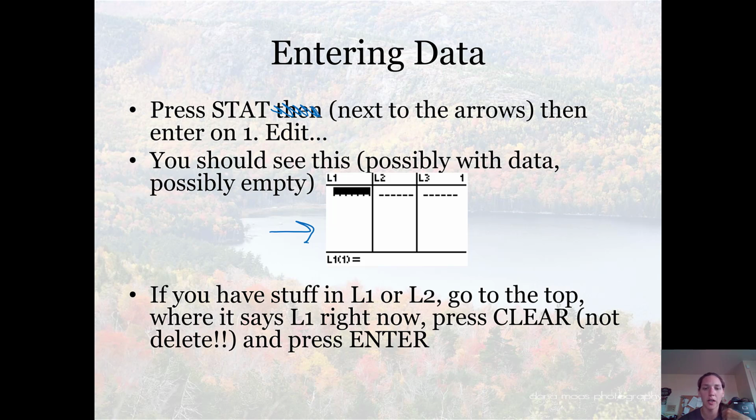If you have the stuff in L1 or L2, go to the top where it says L1. So you want to go right up to here so that this is highlighted, and press Clear, and then press Enter. If you press Delete, it will delete the whole list, and you won't have an L1 anymore, and that's really frustrating. So instead, press Clear and then press Enter, and it'll clear what's entered in there. It'll clear that whole list of things. And then when you press Enter, it clears the whole list. So that's what is helpful there. So if you need to clear it, do that for both lists.